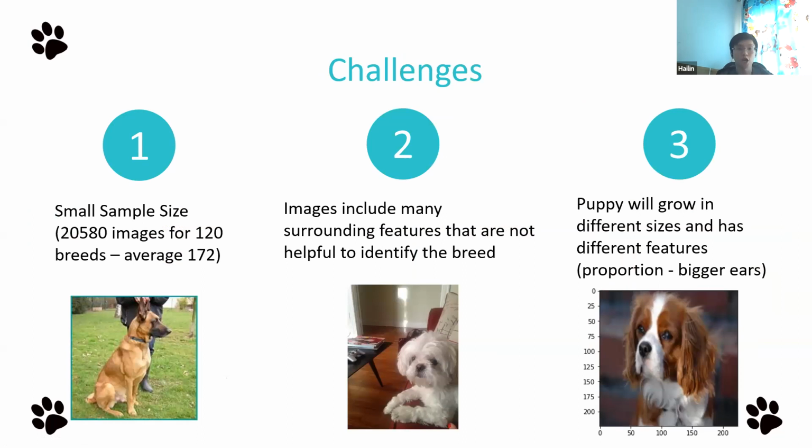So lastly, the challenges we have. First, we have a small sample size in terms of images. We should consider increasing the number of images in the future for better accuracy. Second, we have surrounding features that are not helpful to identify the puppy's features. And the last one, there's no standard in terms of features, such as the proportion of a puppy will change over time. Like, the puppy will grow bigger over the year. So that will also affect our model.